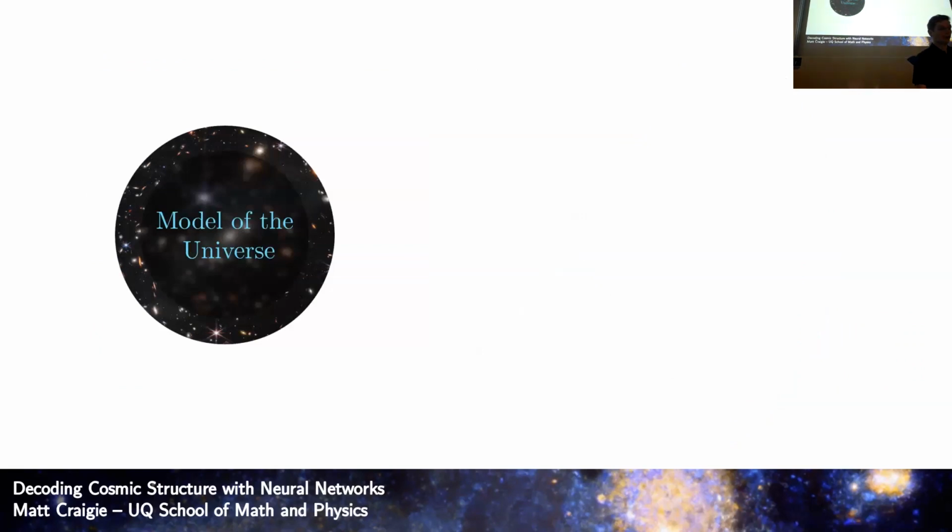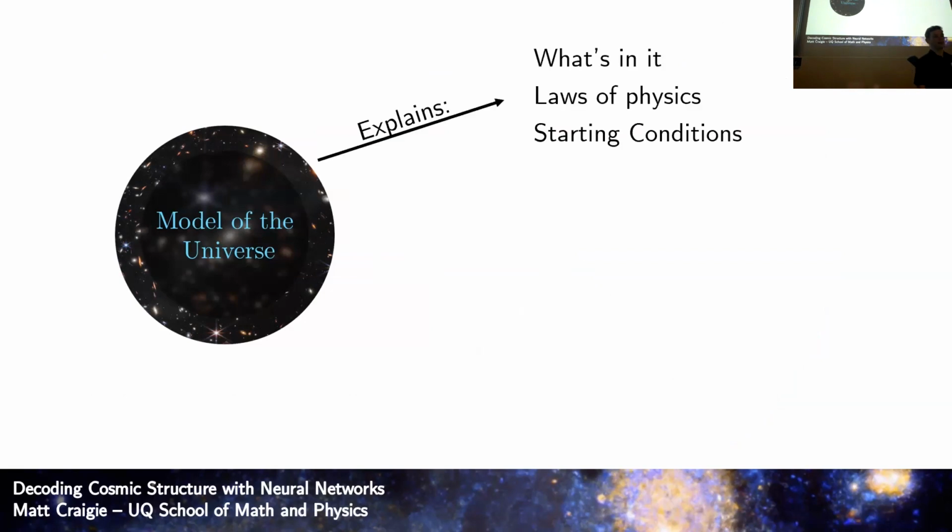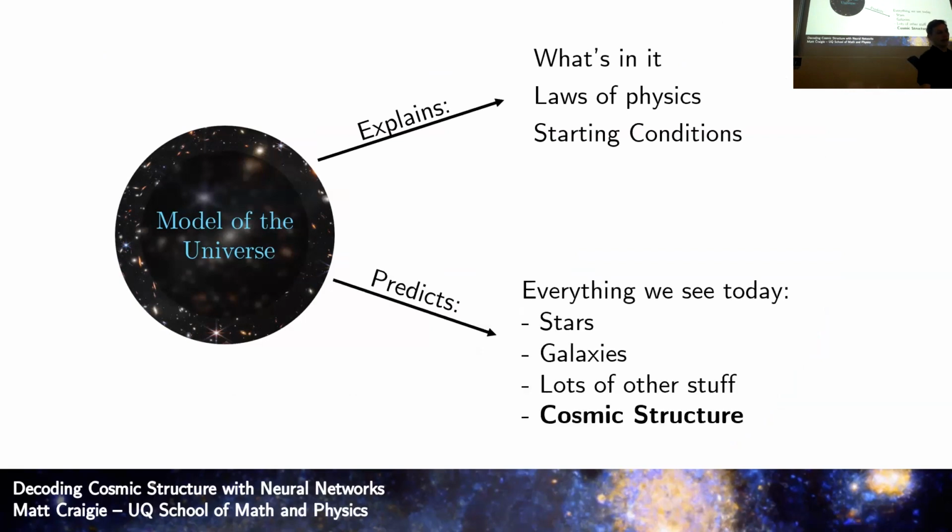As a cosmologist, the number one thing we're interested in is working out a good model of the universe. That's a very general, broad thing to do. But ideally, we want it to be able to explain what's in the universe, explain the laws of physics, and explain the starting conditions, so how it started, maybe the Big Bang, something like that. And the model, if it's good, should be able to predict everything we see today, from stars to galaxies to all the exotic stuff like black holes. And importantly for me, it should also be able to predict the cosmic structure, all of these shapes that we see on the large scales.